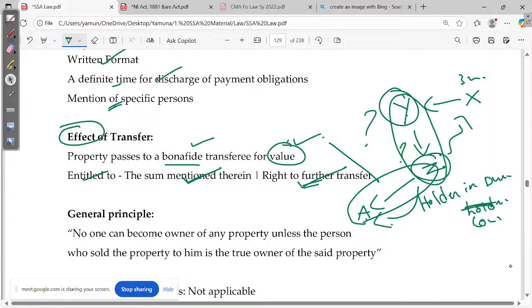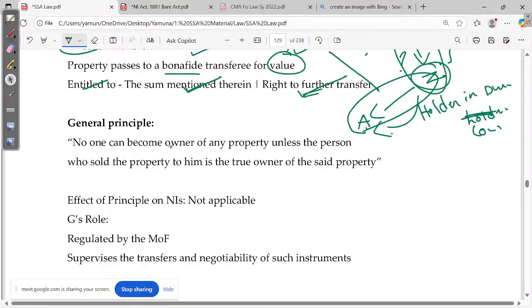Correct? Okay. General principle: no one can become owner of any property unless the person who sold the property to him is the true owner. That's what we say, it's legally transferable. Effect of principle on negotiable instrument. Yes, actually we say who is the true owner, but he has transferred the property to Z. Now Z gets the right to collect the money. So exactly this principle is not applicable for negotiable instrument. Okay.